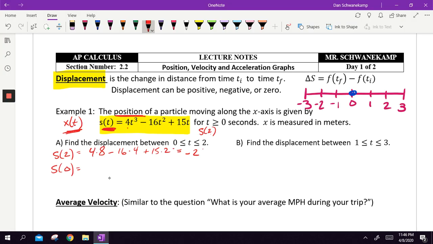S of 0, sorry, my calculator kept popping up. S of 0, I can do S of 0. S of 0 is 0. So if I want to figure out what my displacement was, I'm finding the displacement between 0 and 2.